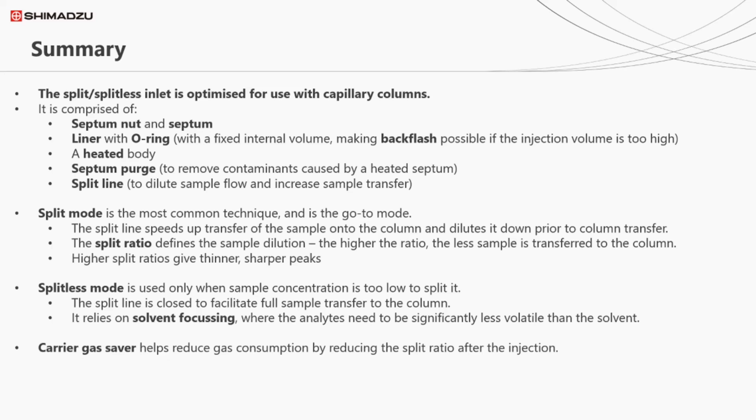The most common operating method is split mode. This speeds up the transfer of sample onto the column and dilutes it down prior to use. The split ratio defines the sample dilution. The higher the ratio, the less sample is transferred to the column. Higher split ratios therefore give thinner, sharper peaks.